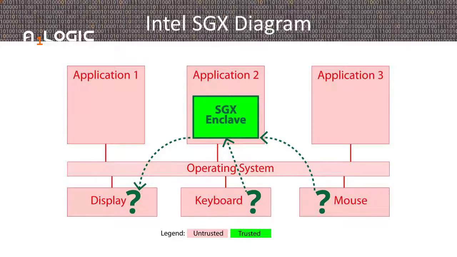In this diagram, applications number 1 and number 3 have no way of protecting data in use. Intel SGX helps application number 2 protect its data in use. This diagram also shows the problem with the SGX enclave being the island of trust that we mentioned earlier in the middle of an untrusted environment. There is no trusted input path from the keyboard or mouse to the enclave, and there is no trusted output path from the enclave to the display.